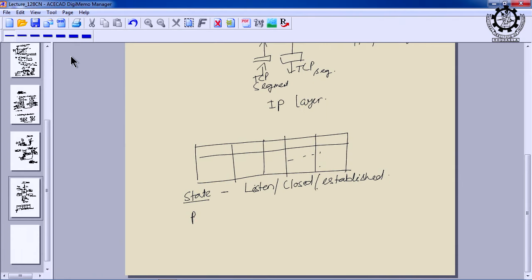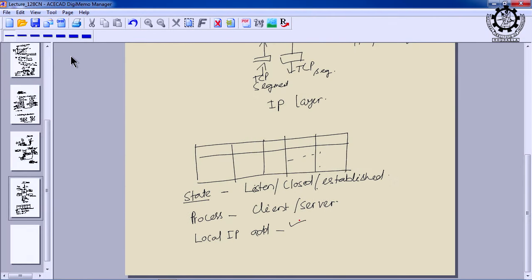Then the next entry is the process. As you know, TCP can have either a client process or a server process. The process can have two options, a client or a server. Then another entry is the local IP address. How does it get it? It gets it from the lower layer. The sending TCP gets it from the lower layer and it says what is my local IP address. So, this is always for the sender. And what is the process number? That is the port number, the local port number.